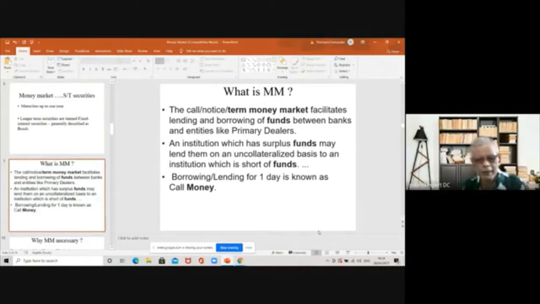What is the money market? Money market is the call or notice or term money market facilitating lending, borrowing of funds between banks and entities like primary dealers. An institution which has surplus funds may lend them on an uncollateralized basis to an institution which is short of funds. Excess banks looking for banks borrowing or with deficits, right? When we say uncollateralized, it is just free money given.